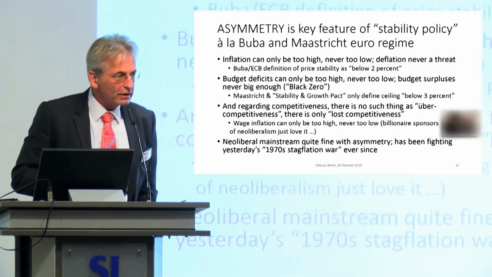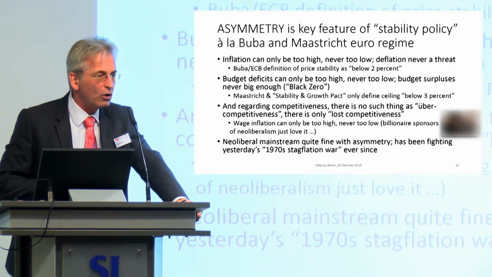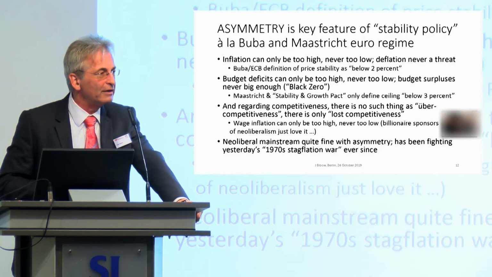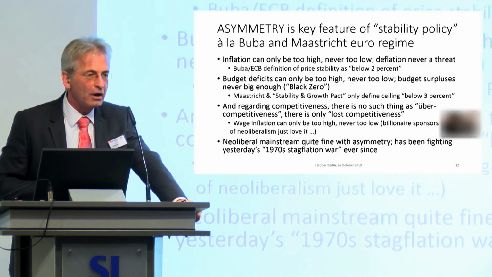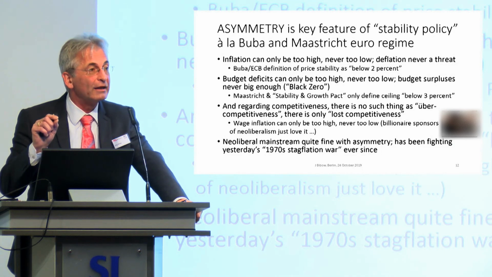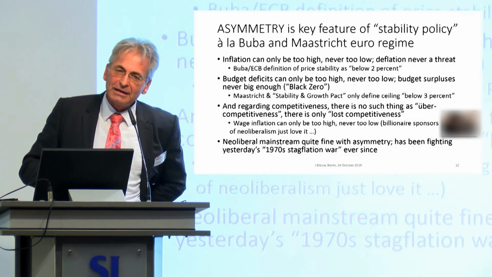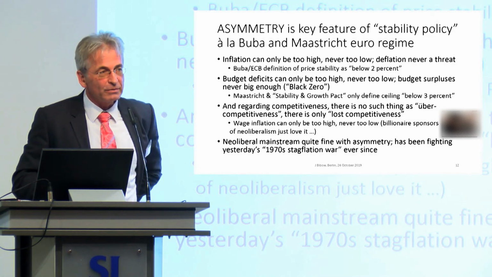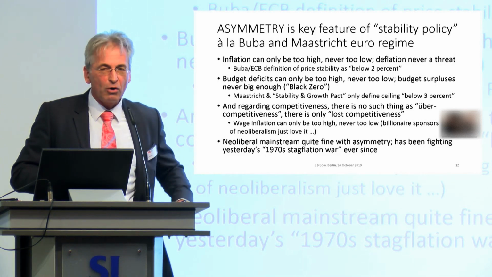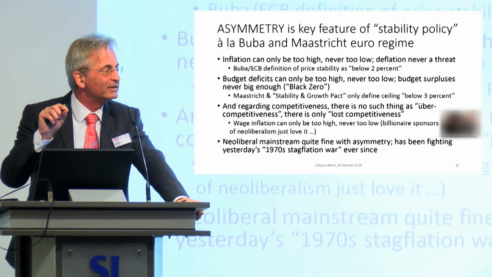Okay, so to me, looking at this regime, I see asymmetry. I see asymmetry in capital ladders all over the place. The Maastricht regime is institutionalized asymmetry. Inflation can only be too high, can never be too low. Remember, the ECB started out with below 2%, right? Clearly asymmetric. Budget deficits can only be too high. They can never be too low. Budget surpluses can never be too high. The black zero can never be black enough. All good. Below 3%, right? Clearly asymmetric.